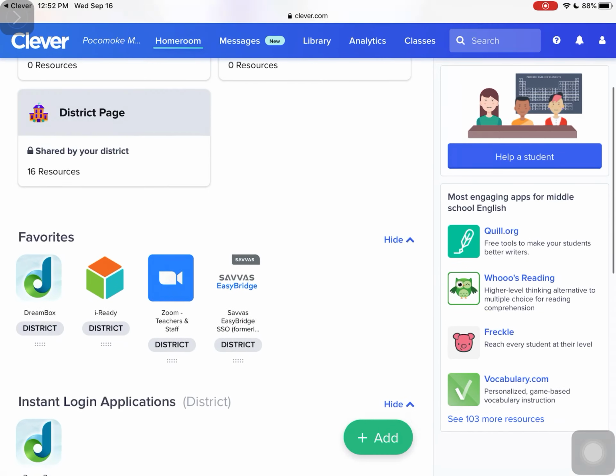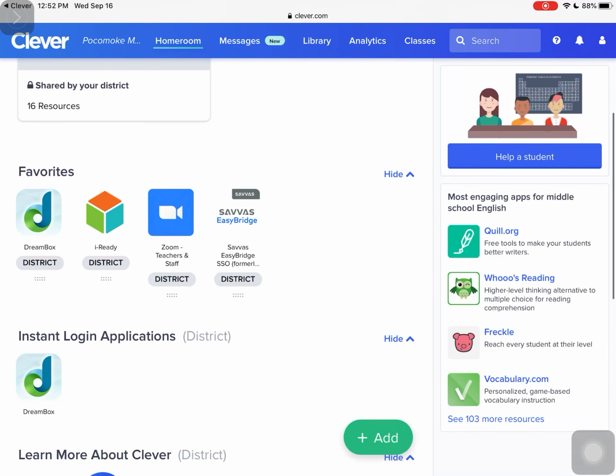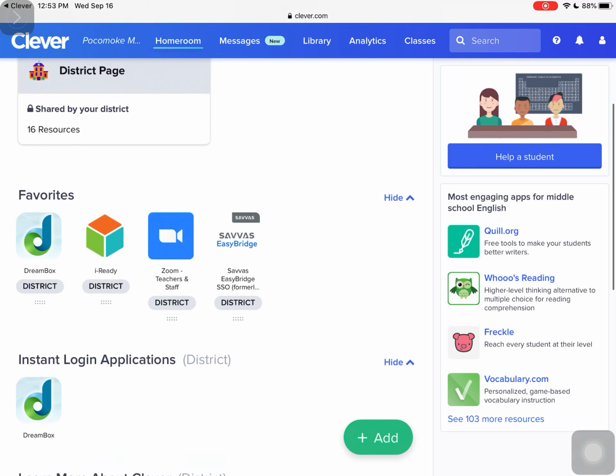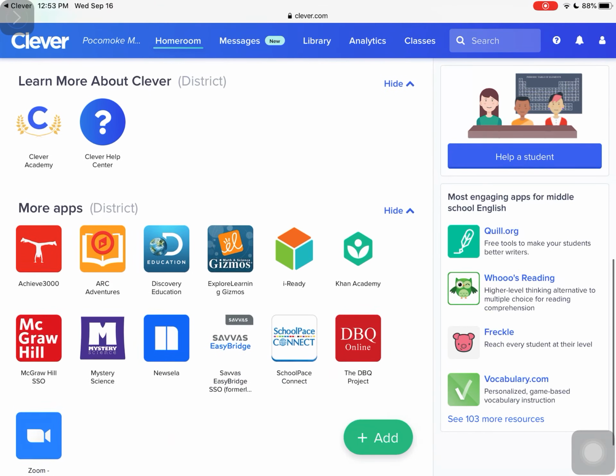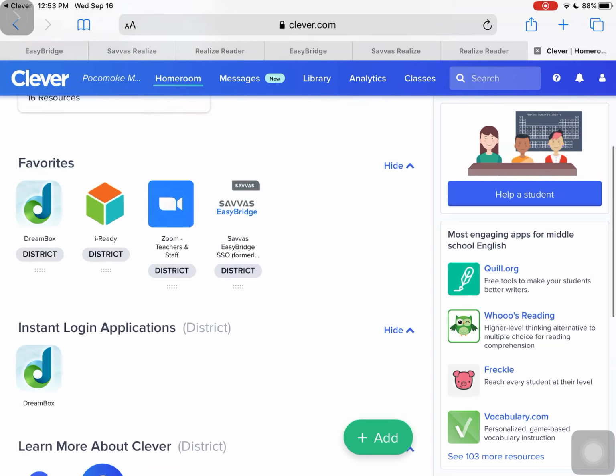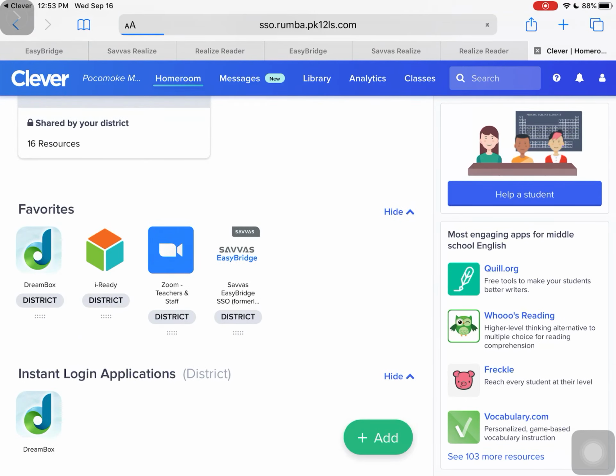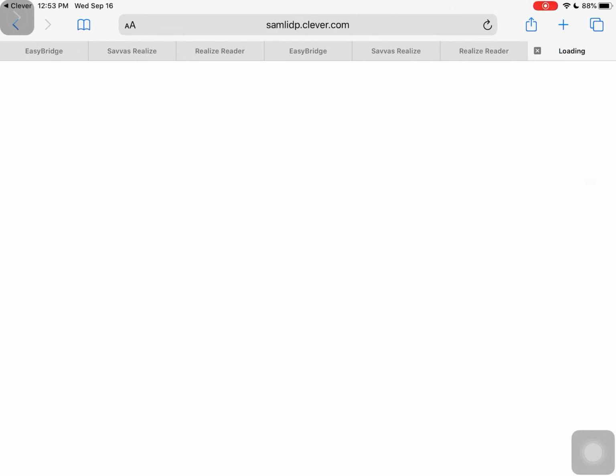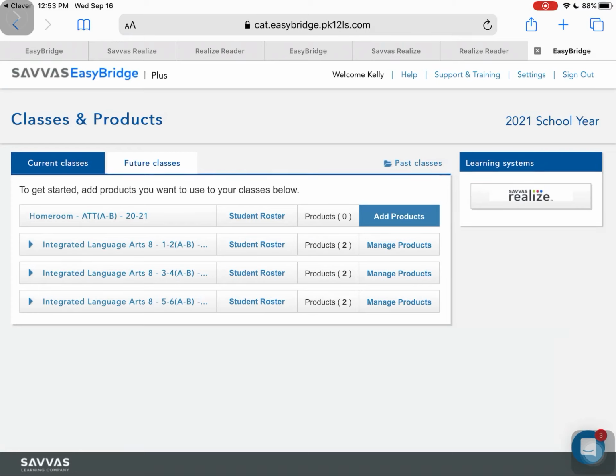And when you get in, you're going to scroll down till you see Savvas Easy Bridge. I've got mine right here because I moved it to my favorites. You may have to go down here to where it says More Apps. So I'm going to open my Savvas Easy Bridge. And it might take a moment to open, or several moments. Oh, look at that. I'm going to refresh it and see what happens. Oh, see, I refreshed it and now it's there. So sometimes if you're having struggles, you can always try refreshing.